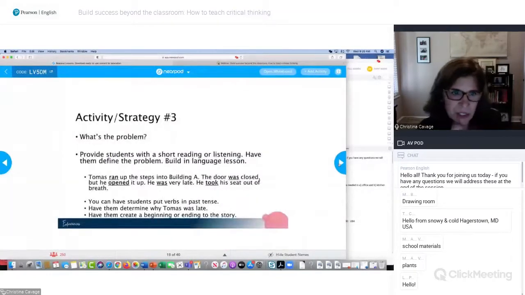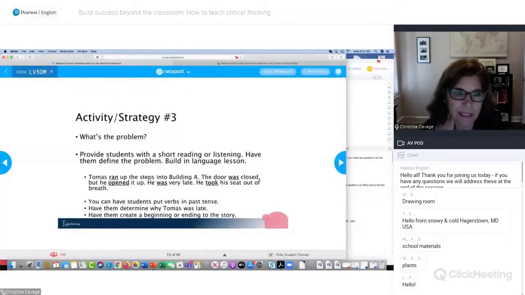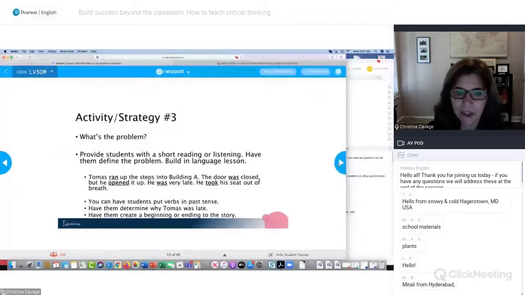Let's look at strategy number 3, something you can do in the classroom. I love to use "what's the problem." I use it a lot, even when I'm building some grammatical structure, or maybe even a listening skill or a reading skill. So I'm providing students with a short reading or listening, and then I have them define the problem. This can be built in easily with any language lesson.